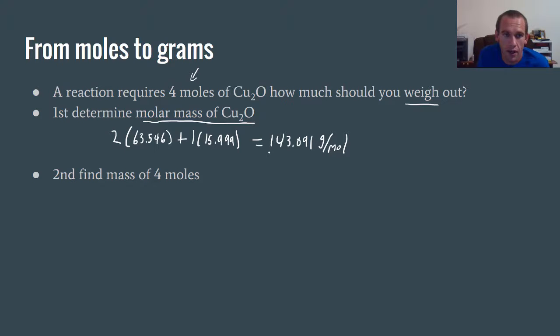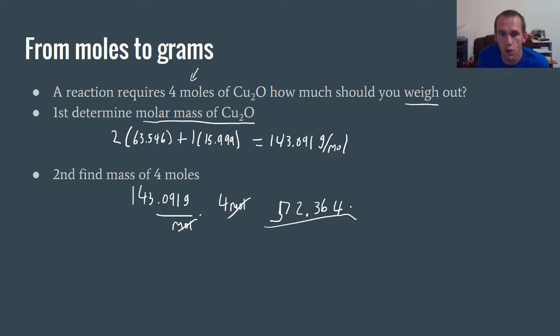So if I need 1 mole of copper oxide, I would use 143.091. But I need 4 moles. So 143.091 grams per mole times 4 moles. Moles cancel, and I will know how many grams I need. 4 times 1 is 4, 4 times 9 is 36, 4 times 3 is 12, 4 times 4 is 16, carry that, 17, and so this should be a 5, 72.364 grams.